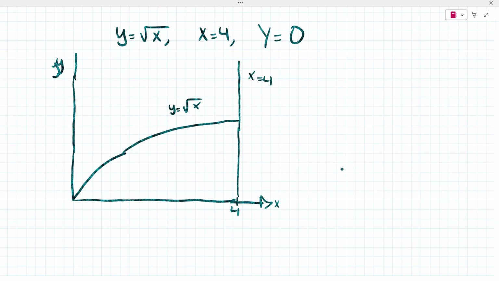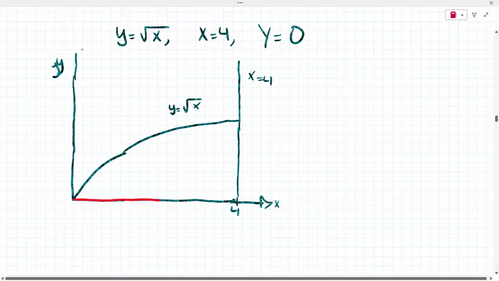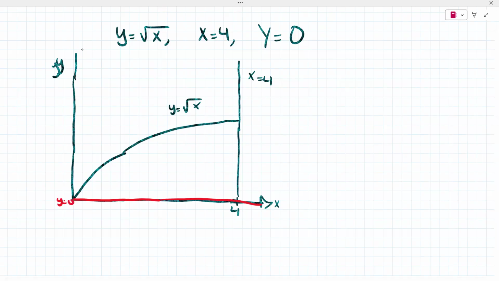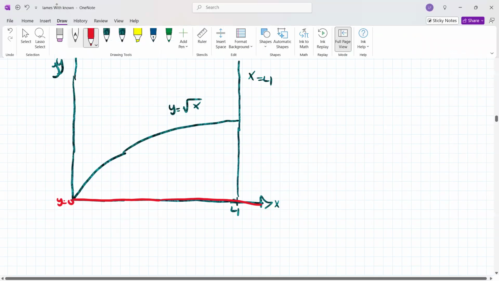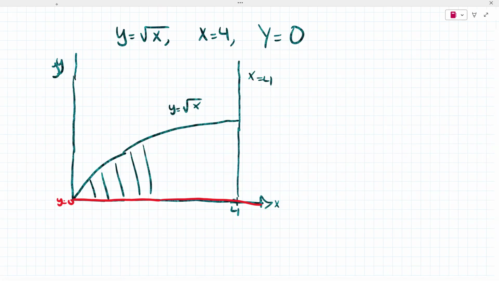And then y equals 0 is pretty simple. It's just this horizontal line right here. Maybe I should use a different color. Right, so this is y equals 0. Okay, so somehow we have to find the volume using not just squares, but let's use all of our shapes: squares, equilateral triangles, etc.